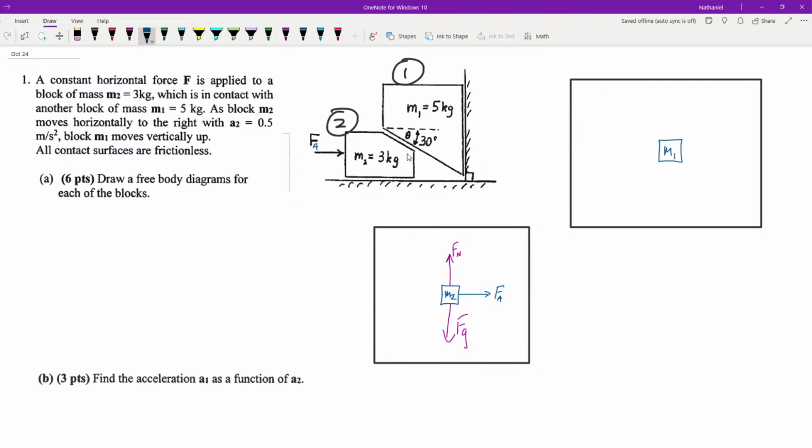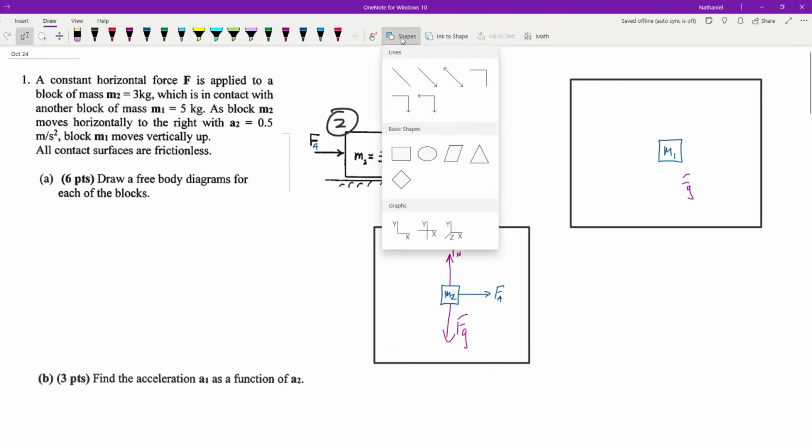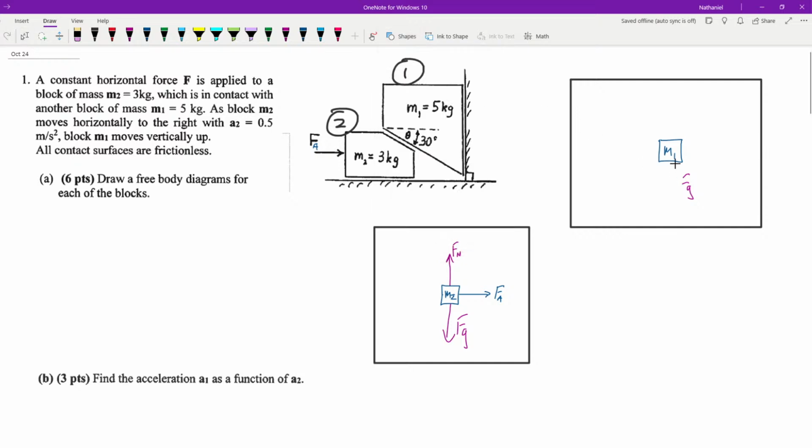So, M1. What sort of forces is M1 going to feel? Well, M1 is also on Earth, so M1 is going to feel gravity coming straight down. Boom. Gravity. Because those look like the same gravity, let's label them appropriately. Let's call this one FG1, and this one FG2, because that one belongs to M2 and this one belongs to M1.